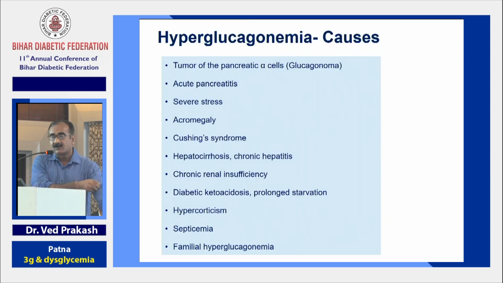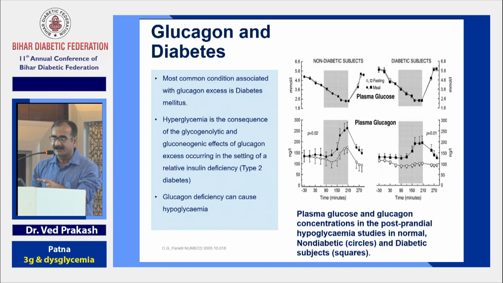So now coming to what are the causes of hyperglucagonemia. The important cause is the glucagonoma, the pancreatic tumors which produce glucagon in excess, and the other important causes are like renal failure, cirrhosis, hypercortisolism, familial hyperglucagonemia, and the diabetic ketoacidosis is one of the important causes of hyperglucagonemia. But in addition to these causes of increased glucagon secretion, the most common cause of increased glucagon secretion is the type 2 diabetes.